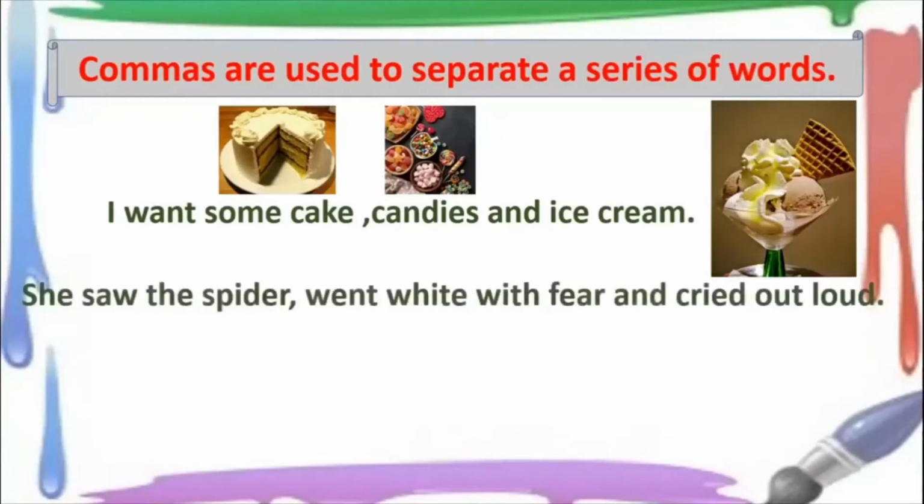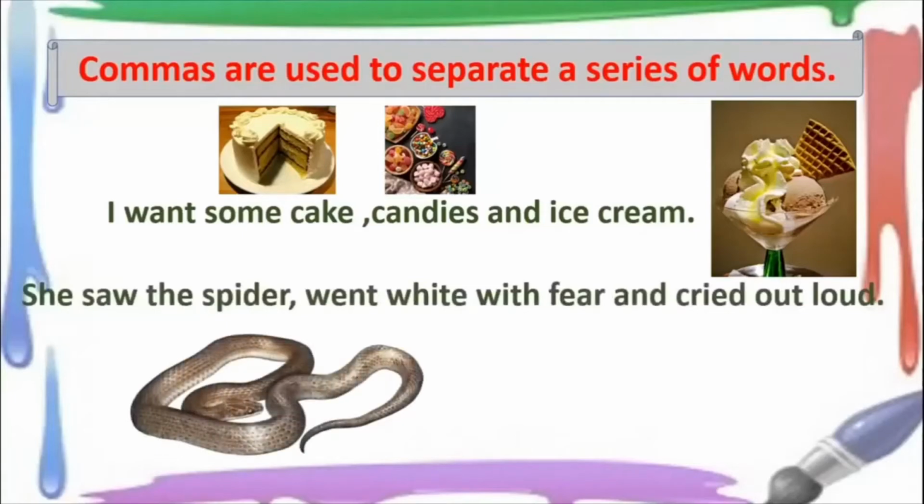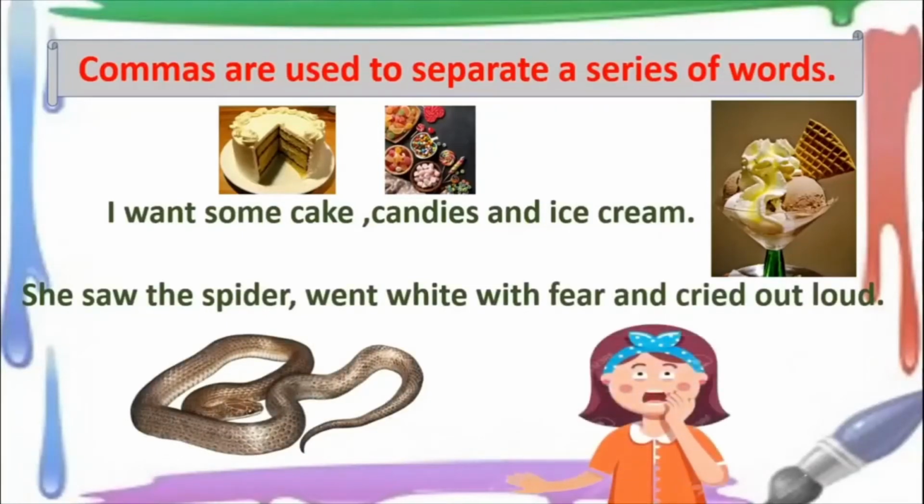She saw the snake, and she went white with fear and cried out loud. So see, there are three things which she's doing. Here I have a picture of a snake and I've written spider, take it as a snake, okay? She saw a snake. So the first thing she did was, she saw something very fearsome. She went white with fear. So when you see something scary, what happens? The blood from your face drains out and you become white. And then she cried out loud.